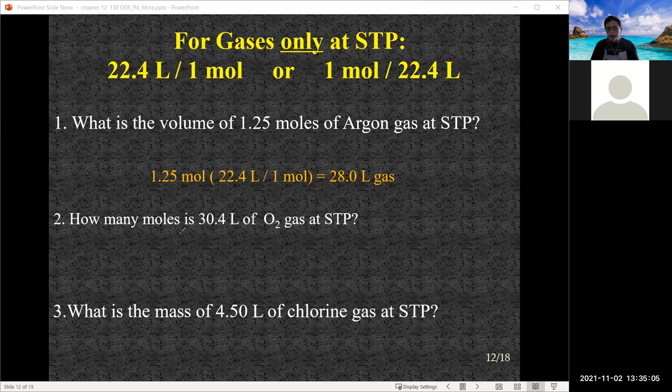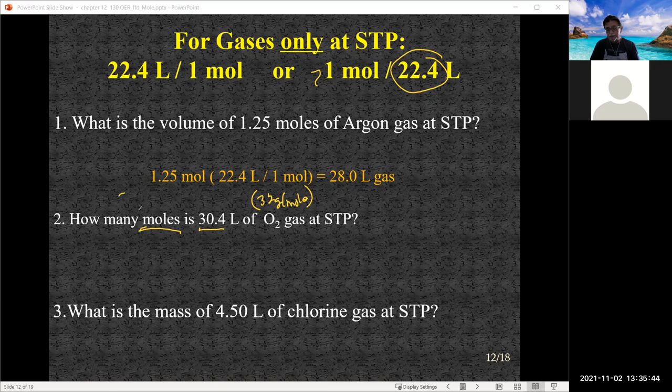Similar scenario. We can go ahead and put 32 grams per mole, the molar mass, just in case we need it. But let's look at the problem. How many moles is 30.4 liters of oxygen gas at STP? Think about this problem. I've got 30.4 liters, definitely much bigger than 22.4, which suggests that our number is going to be greater than 1 mole, because you've got 30.4 liters.